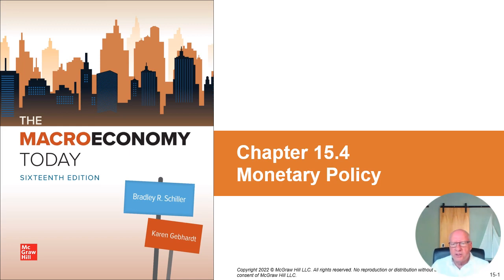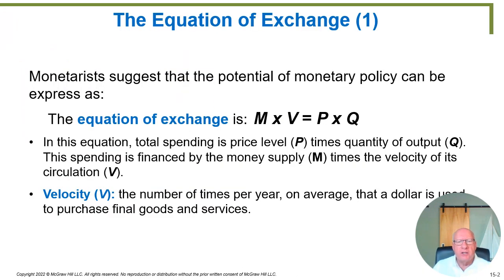Now here in subsection 15.4, we're going to pick up with our monetary policy again. Now let's take a look at something called the equation of exchange. This is a very important formula that monetarists are particularly fond of because it describes a really interesting relationship between both the money supply and the final economy. The equation of exchange is listed right here as M times V equals P times Q.